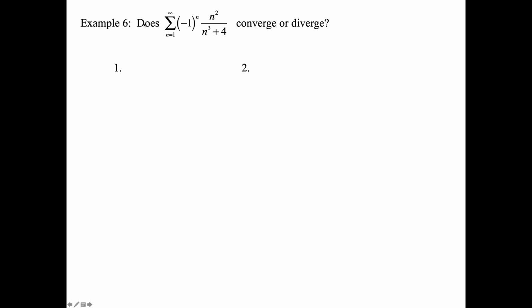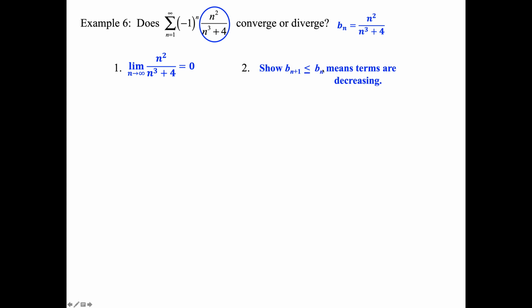Example 6. All right, there's my negative 1. Let's get that out of there. Here's my b sub n. Well, I can see this right away. Top power smaller than bottom power. Let's take its limit. It's 0. That's your horizontal asymptote rule, as we talked about earlier. Now, let's show that it's decreasing.